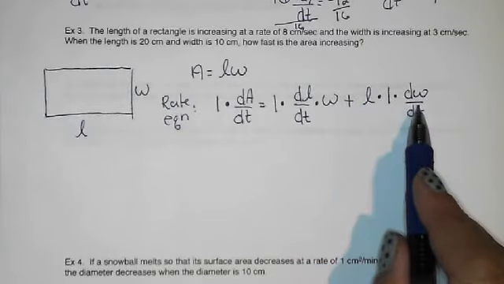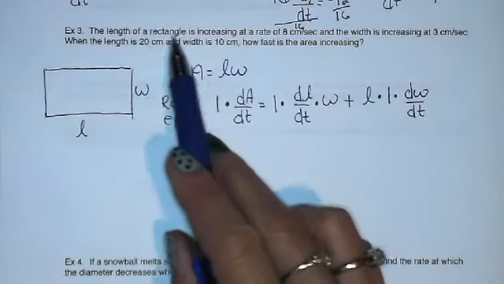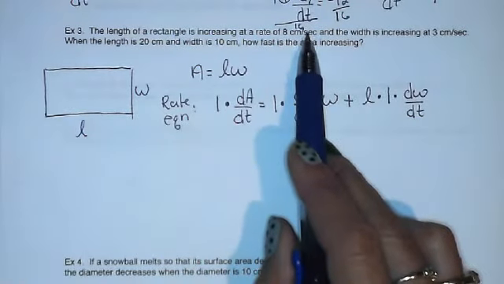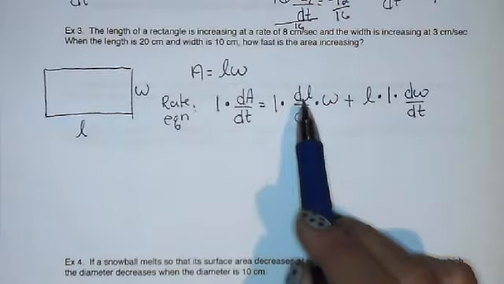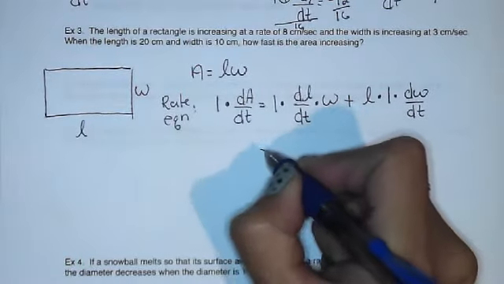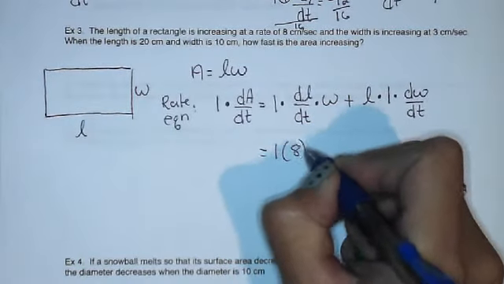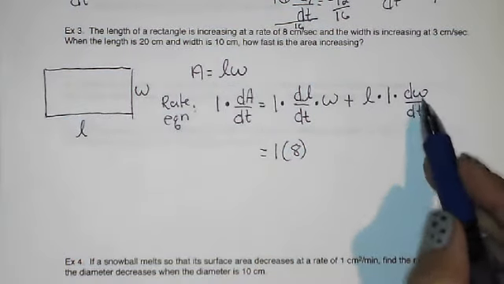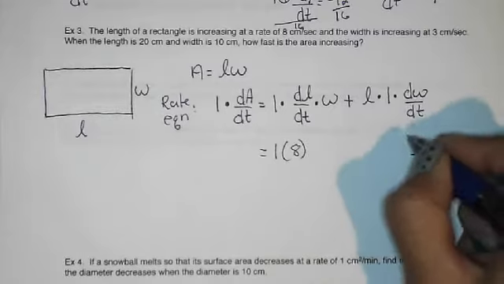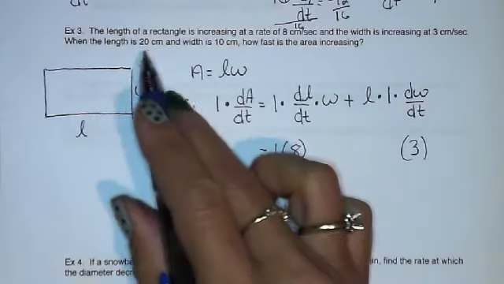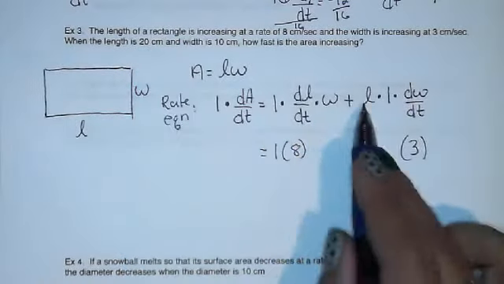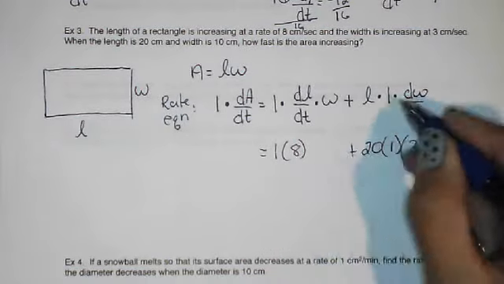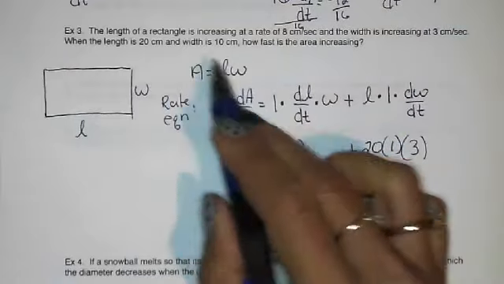Now, if we look, for me to solve this, I've got to substitute in dA/dt, dL/dt, W, L, and dW/dt. Let's see what they gave me. The length of the rectangle is increasing at a rate of 8 centimeters. So this is dL/dt. So dL/dt is 8. And the width is increasing at 3 centimeters per second. That's dW/dt. That's a 3. The length is 20, so that's L.